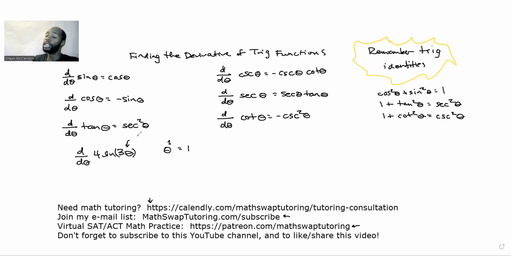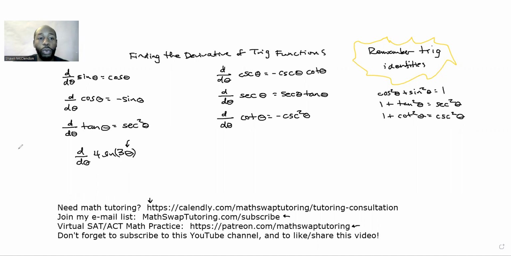But it's 3 theta, so we're going to use the chain rule, which remember is the derivative of the inside times the derivative of the outside. I'm actually going to do it in the reverse order. First, you'll do the derivative of the outside. It doesn't really matter because with multiplication the order doesn't matter.